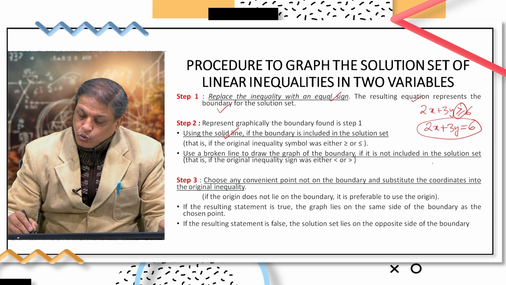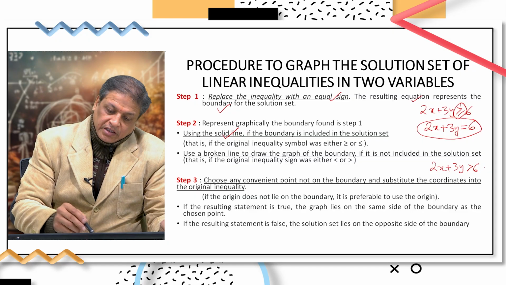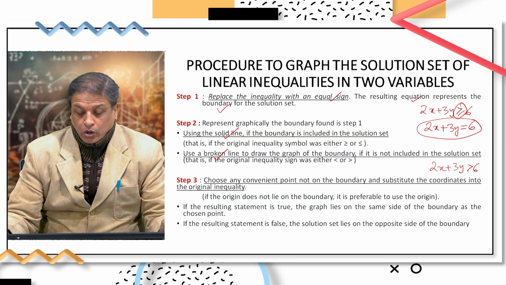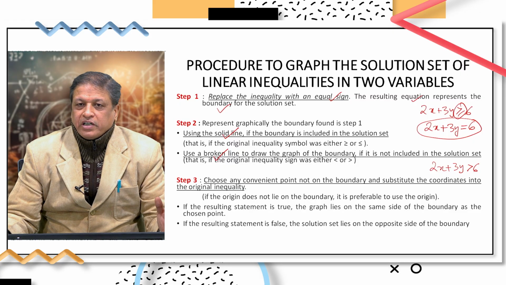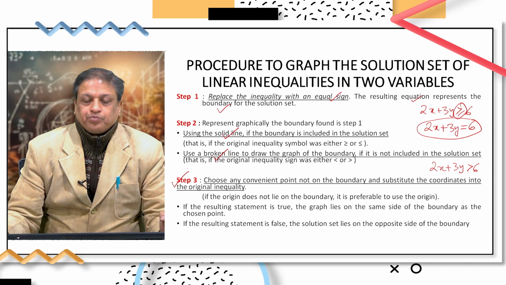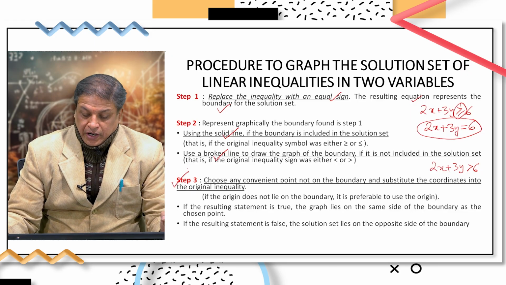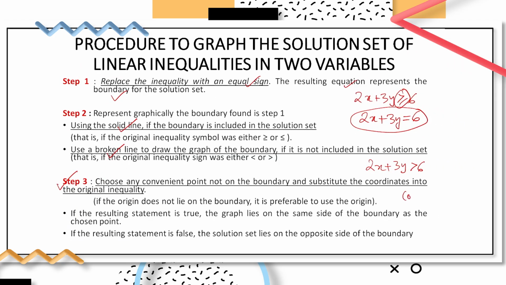But if the inequality is say 2x plus 3y greater than 6, there is no equal to part, then in that case use a broken line to draw the boundary, as the points lying on the boundary are not included in the solution set. Now, after that there is a final step. Choose any convenient point not on the boundary and substitute the coordinates into the original inequality. Likewise, in the illustration, we substituted 0, 0 and 1, 1, and we verified that these 2 points do not satisfy the inequality 2x plus 3y greater than or equal to 6.